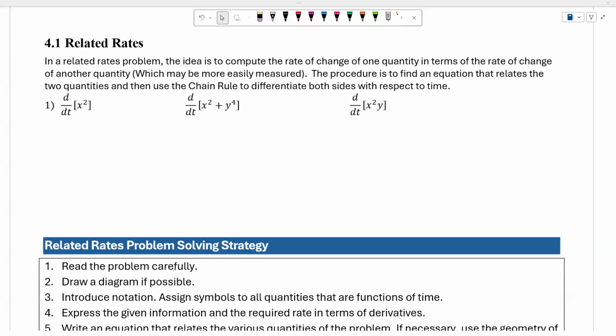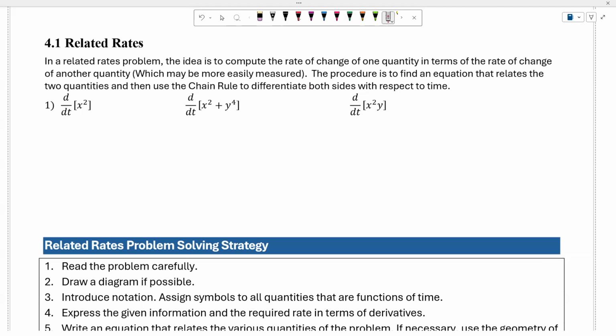Hi, in this video, we will talk about related rates. In related rate problems, the idea is to compute the rate of change of one quantity in terms of the rate of change of another quantity. The procedure is to find an equation, which is the one that a lot of students struggle with, from application problems, that relates the two quantities, and then use the chain rule to differentiate both sides with respect to time.